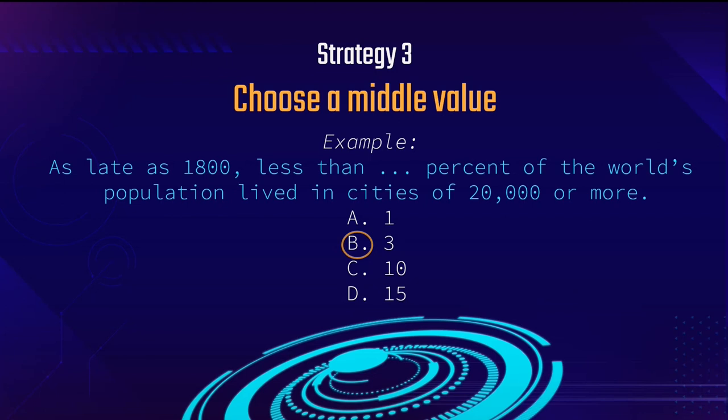Always use your background knowledge or logical thinking to help you choose answers. In these questions, you are looking for the number of people that would likely be living in larger cities in 1800. Since you know most people were still living on farms or in rural areas 200 years ago, it is more likely the lesser value of 3, or answer B, would be correct.